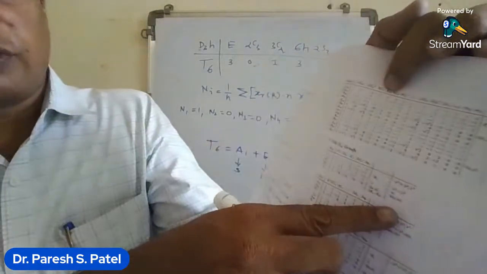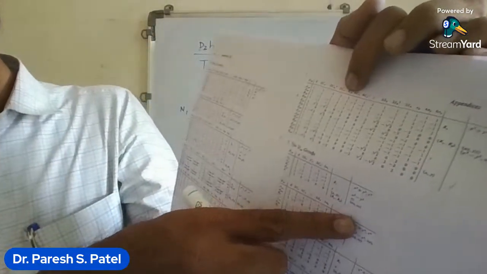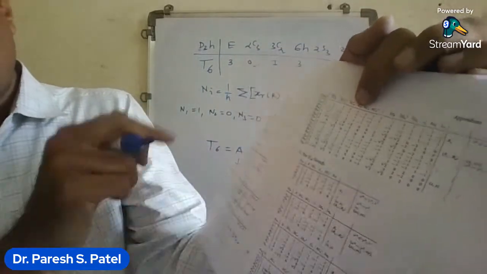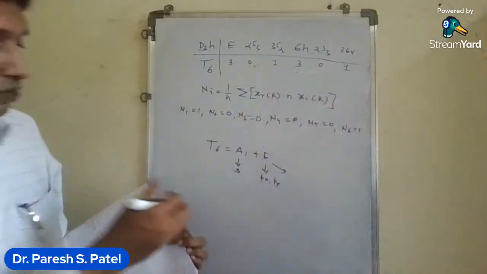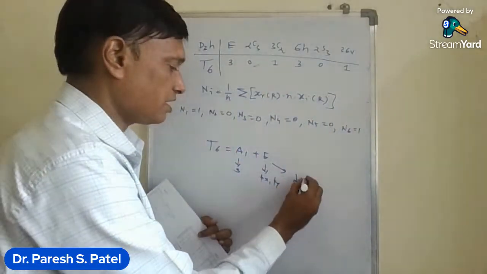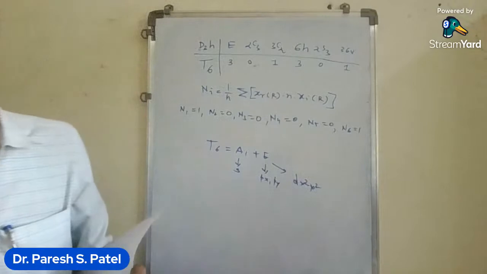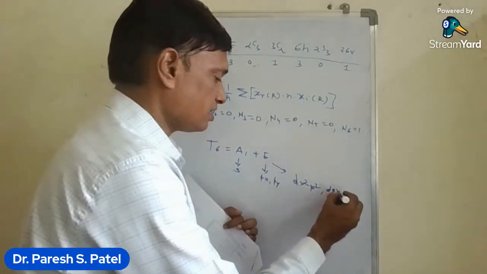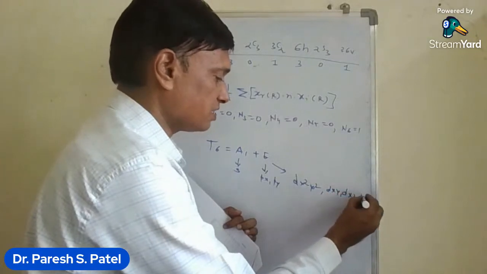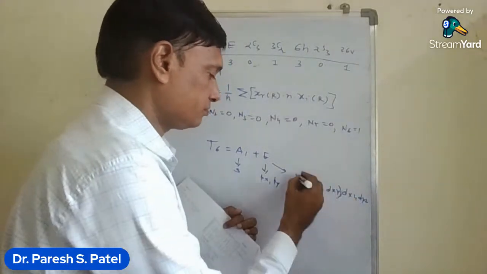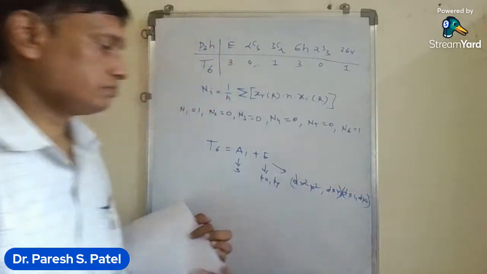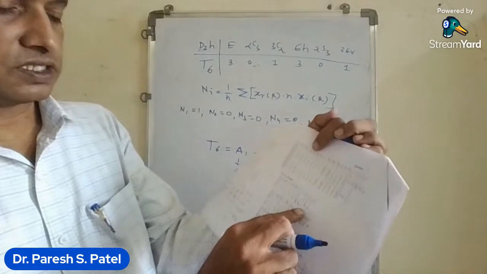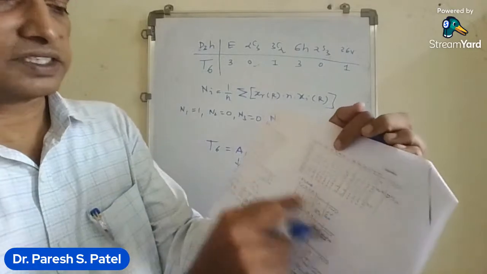And in the fifth column, dx square minus y square, dxy, dxz, and dyz. Okay, so we can mention that dx square minus y square, dxy, dxz, and dyz are available in this character table.